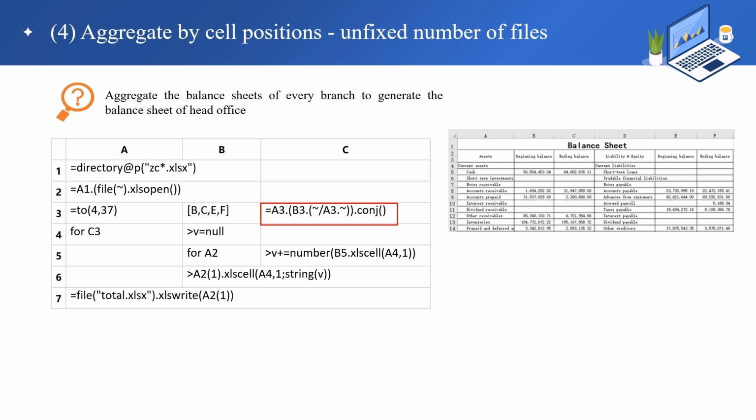in B3. A4. Loop through all to-be aggregated numeric cells in C3. B4. Define the aggregation variable V. B5. Loop through balance sheets of all branches. C5. Read the value of the current aggregation cell from the balance sheet of the current branch, convert it to a number and add it to V. B6. Save the added V to the balance sheet of the first branch. A7. Save the balance sheet of the first branch to the balance sheet of head office total.xlsx.